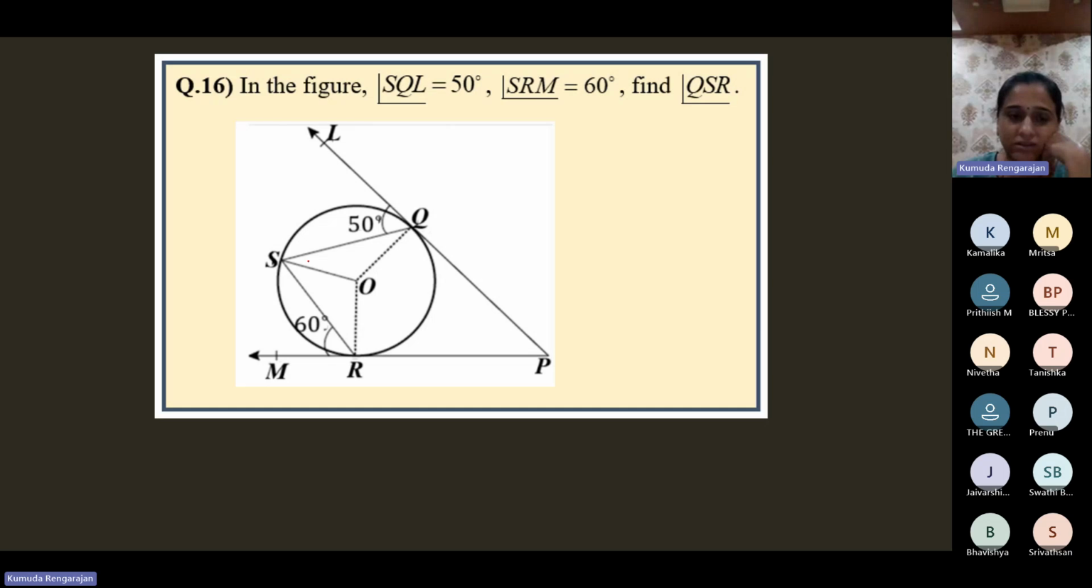Okay, let me help you like this. QSR is this angle, okay? This full angle. This is QSR. So it's made up of two angles. So find this angle, and add both. Yeah, now it's easy, children.